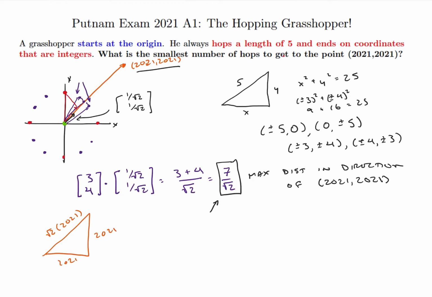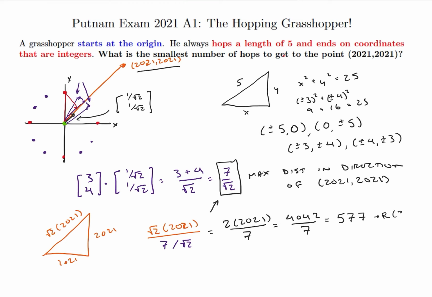So if I look at that, and I look at this distance, so the square root of 2 times 2021 divided by my maximum distance that I can travel at any given time in that direction is going to be 2 times 2021 divided by 7, which is going to be 42 divided by 7, which is going to be 5, 7 with a remainder of 3.